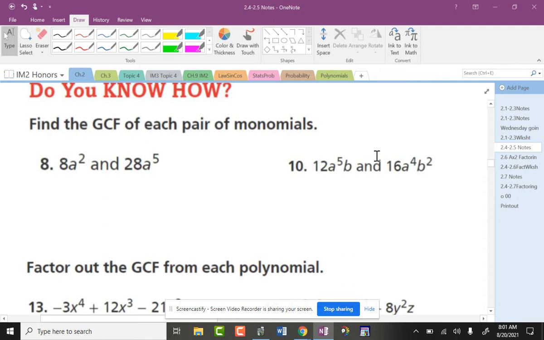Look at number 8. It's not a polynomial, but they're just asking what's the GCF between these two terms? Between 8 and 28, what do they have in common? 4, and it's 8 to the 2nd. And then when they're worded like this, you're done. And that's it. All right.